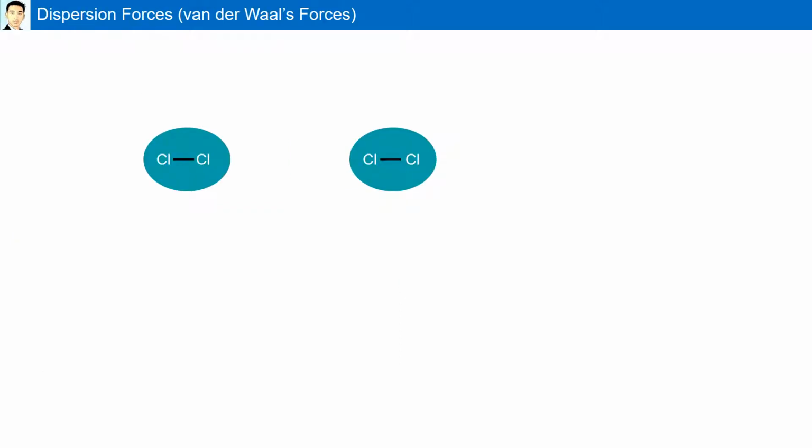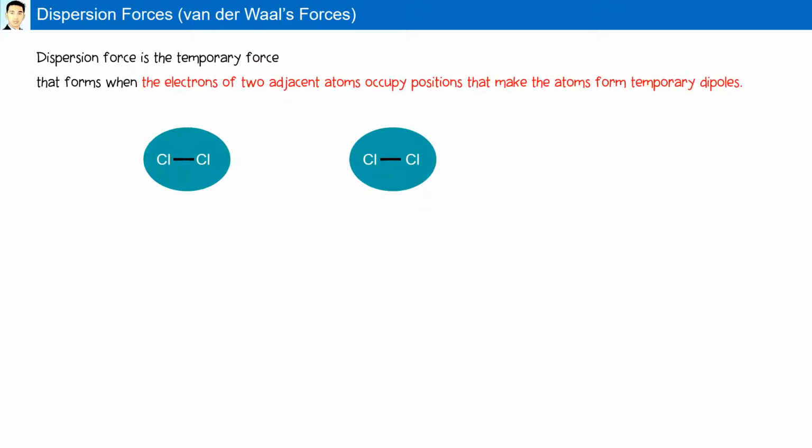Dispersion forces, also known as van der Waals forces. Dispersion force is a temporary force that forms when the electrons of two adjacent atoms occupy positions that make the atoms form temporary dipoles. These temporary dipoles lead to a partial positive and a partial negative charge, and the result is an attraction between them. This is known as a dispersion force.